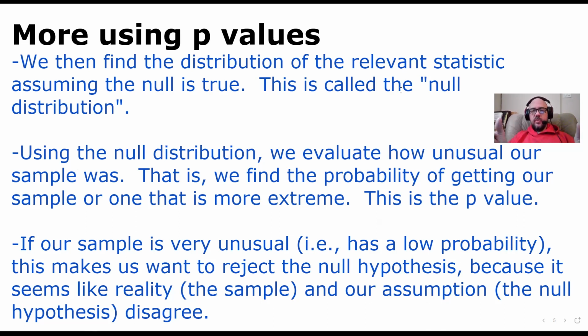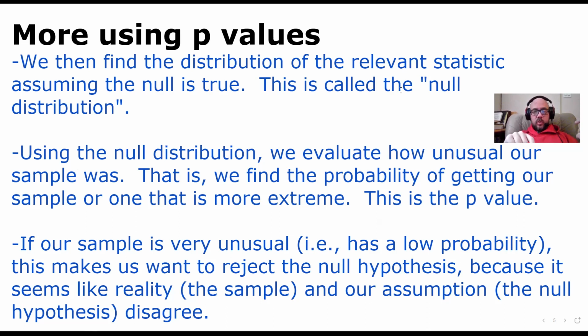So on that distribution, we find the probability of getting our sample, or one that is more extreme, exactly like we did in topic 9, right? We find the probability, like we just shade part of the distribution and then find that area. That's our p-value. So that area that we shade in is the p-value.